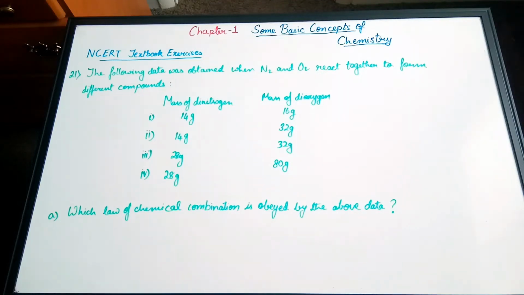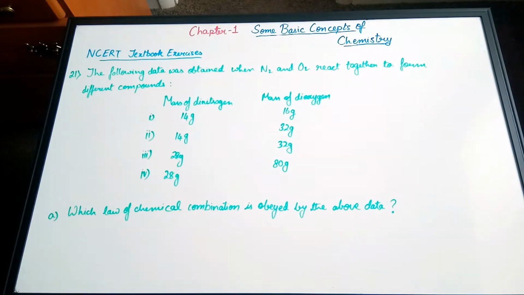Question number 21. The following data was obtained when dinitrogen and dioxygen react together to form various compounds. The mass of dinitrogen is given, the mass of dioxygen is given, and we are asked which law of chemical combination is obeyed by the experimental data. And there's another question, where we have to give the statement.